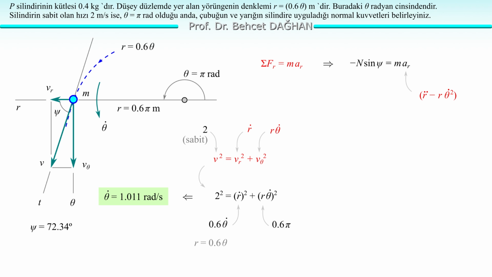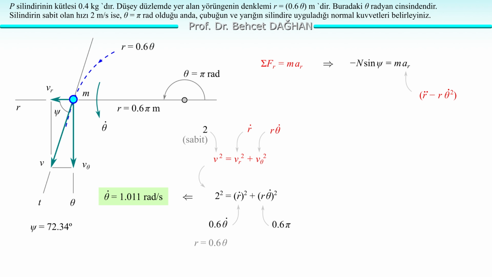We find r dot from the r function theta relation. We find r dot by taking the derivative once with respect to time in the relation r equals 0.6 theta. r dot is equal to 0.6 theta dot. Now, the only unknown is theta dot. We isolate theta dot from this. We find theta dot equals 1.011 radians per second.